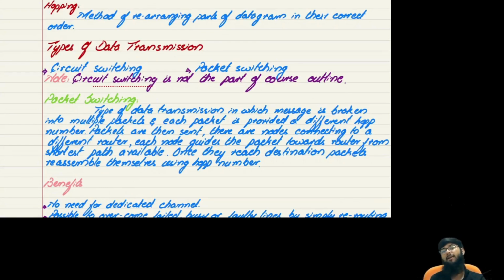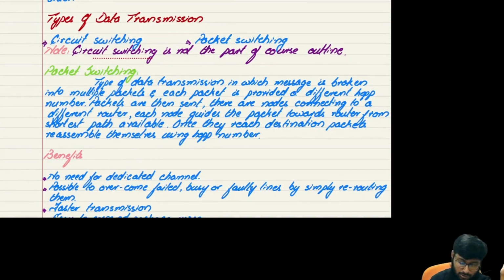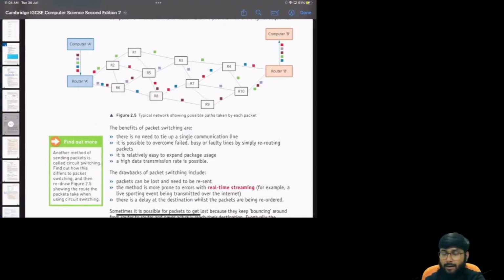Circuit switching you will be learning when it comes to your A2 levels or your A levels final year, and over here you will be learning packet switching. Now what is packet switching? Packet switching is something where you take a bulk amount of data, break it down into multiple datagrams or packets, and then transmit them. Like you can see in this diagram, this data has been divided into multiple parts.